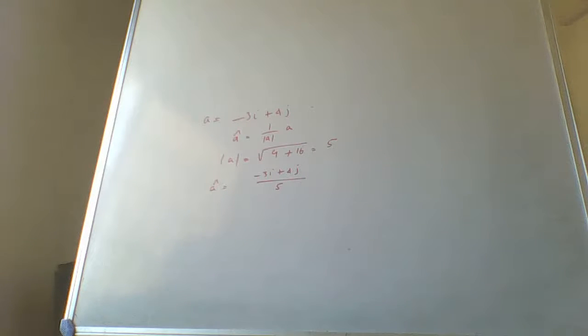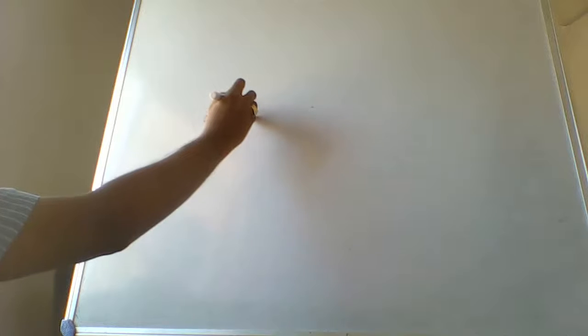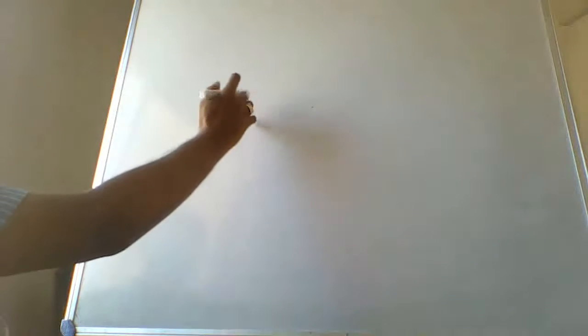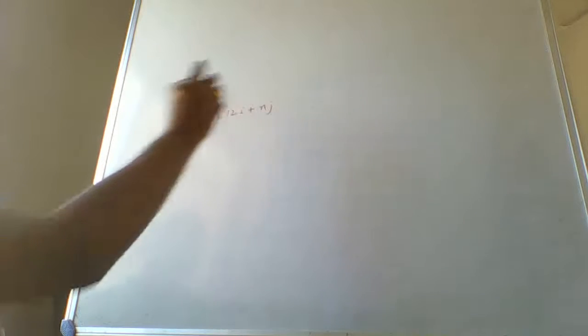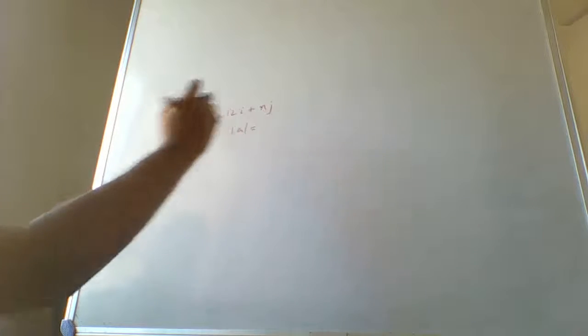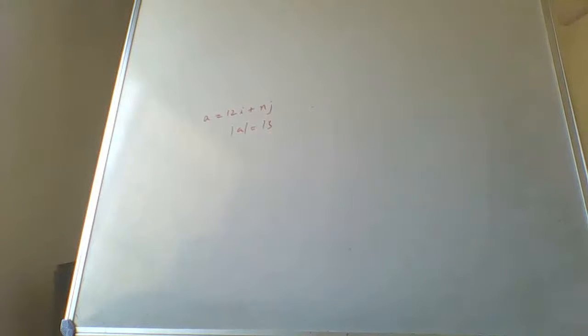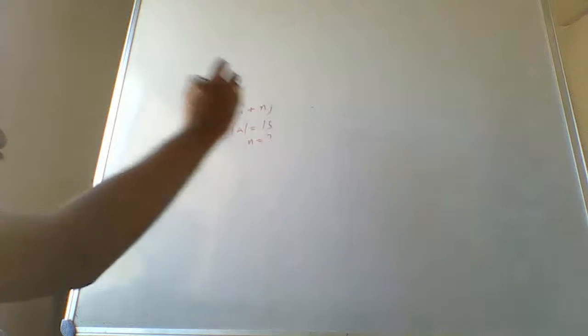Suppose I have a vector again, a, which is 12i plus nj, and mod a is 13. Let us find the value of n.